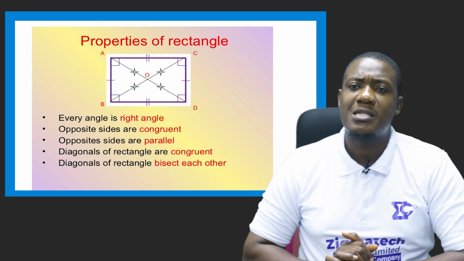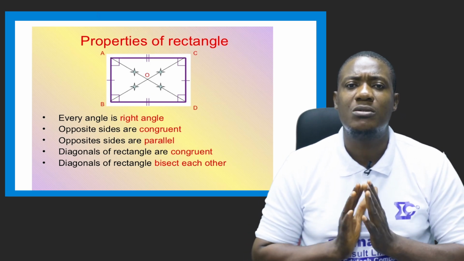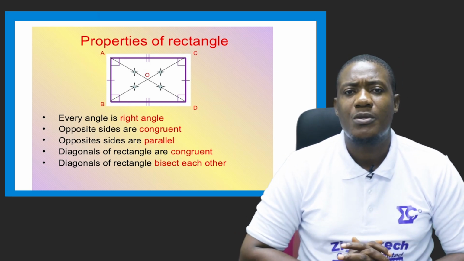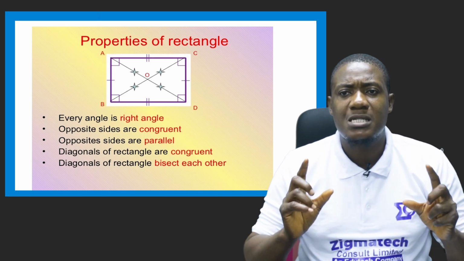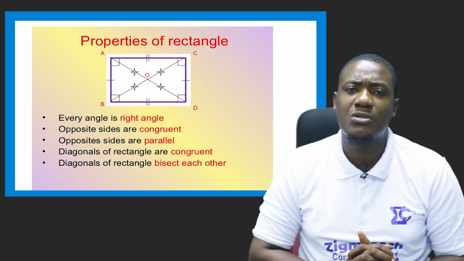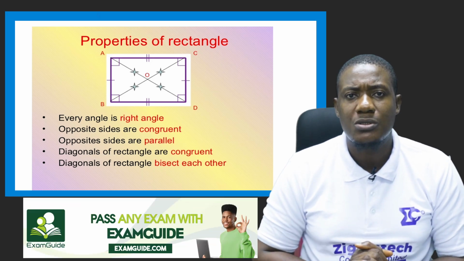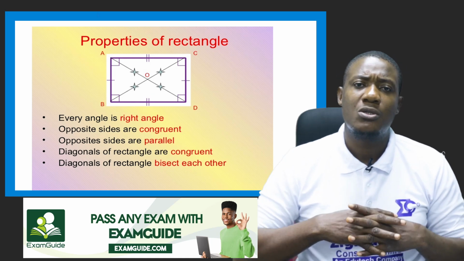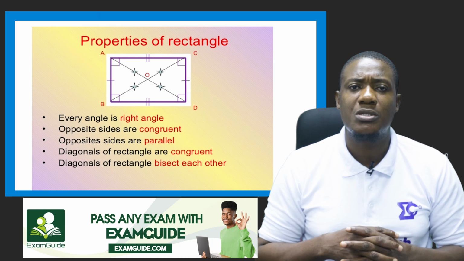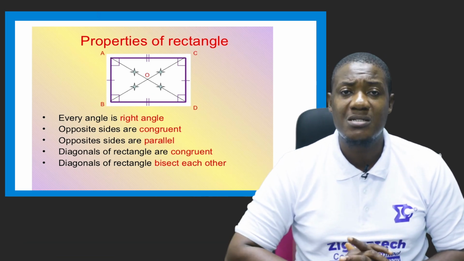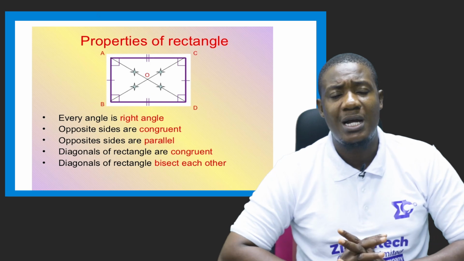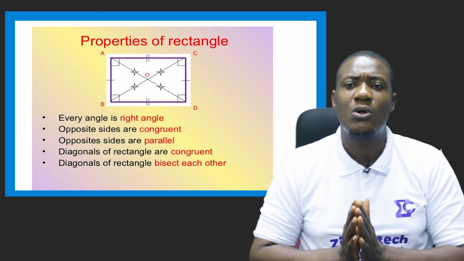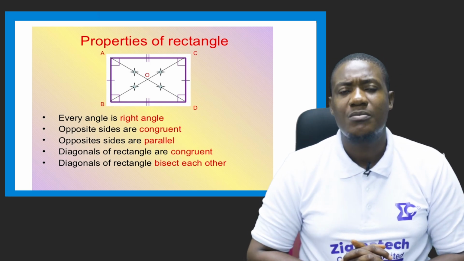Okay, for a rectangle, it has 4 sides because it's a quadrilateral. It also has 4 angles, and these angles are all right angles. Because for every quadrilateral, the sum of its interior angles is equal to 360 degrees. So a rectangle has 4 angles, and they are all 90 degrees.